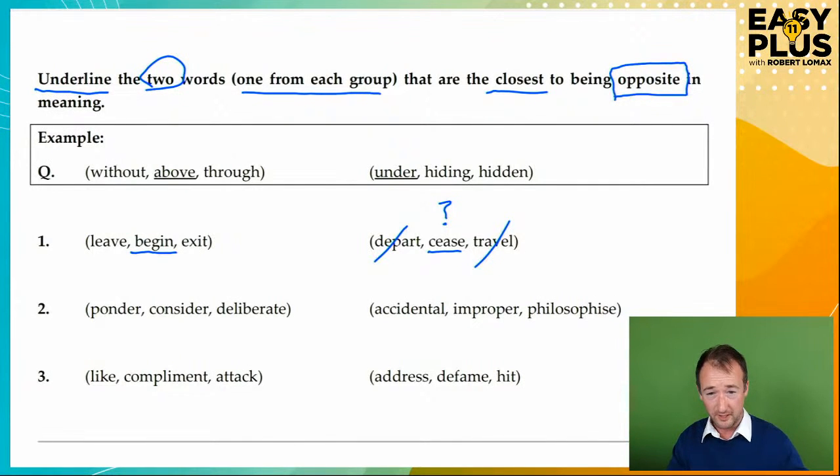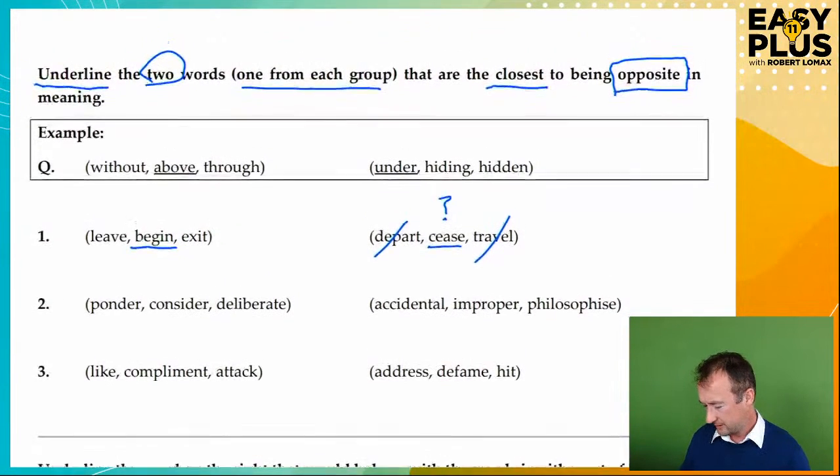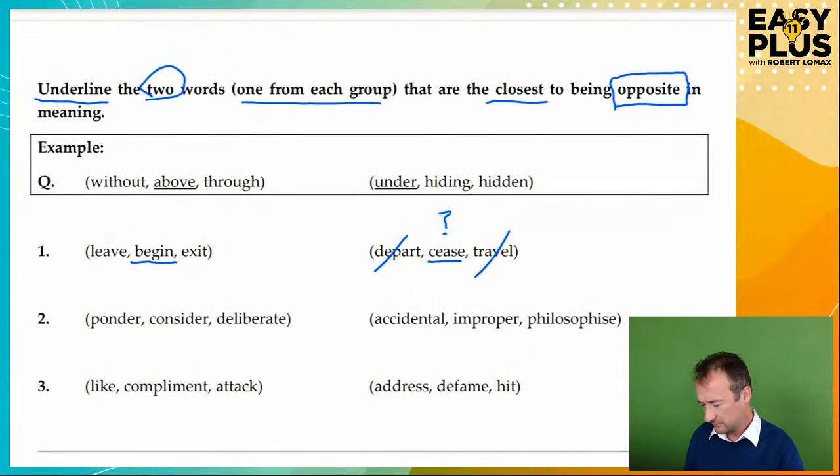Don't stare at the page, and don't just guess randomly out of all the options that are there. Be smart, choose a sensible middle ground. Okay. Ponder, consider, deliberate, accidental, improper, philosophize.